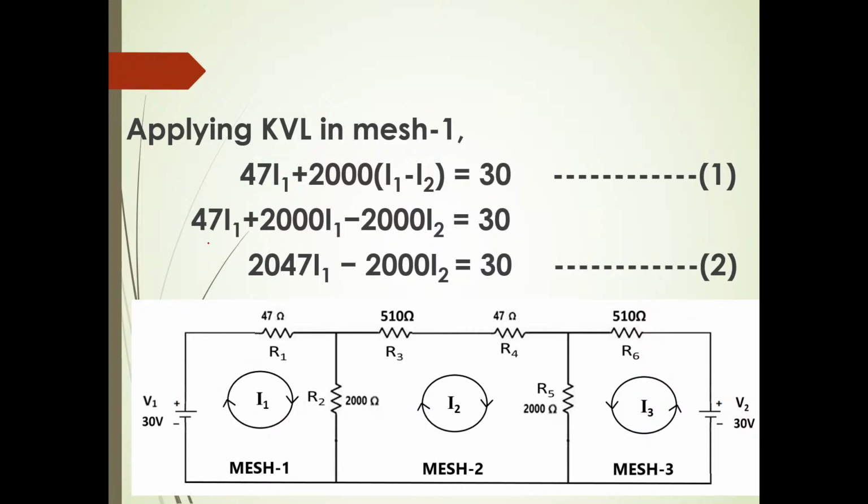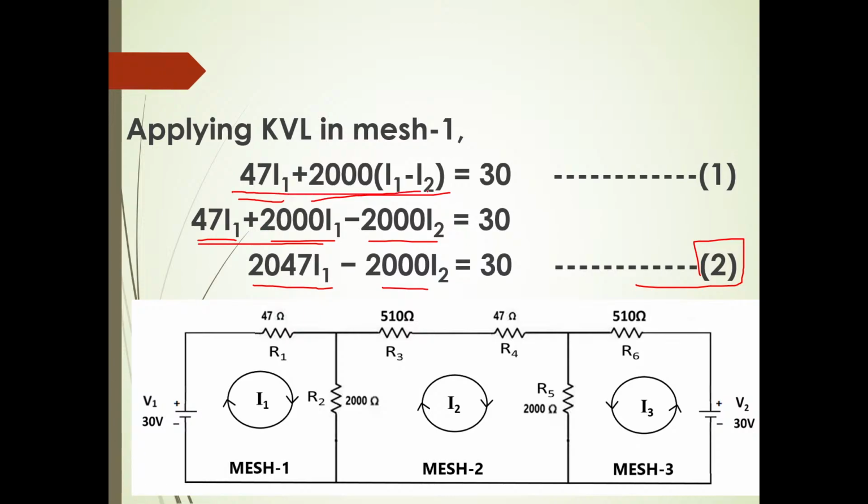Now 47 into I1. It is not 40, it is 47 I1. You just expand this. What do you get? 2000 I1 minus 2000 I2 is equal to 30. Here 47 I1 and 2000 I1 you can add, and you will get 47 I1 minus 2000 I2 is equal to 30. Consider it as equation number 2.